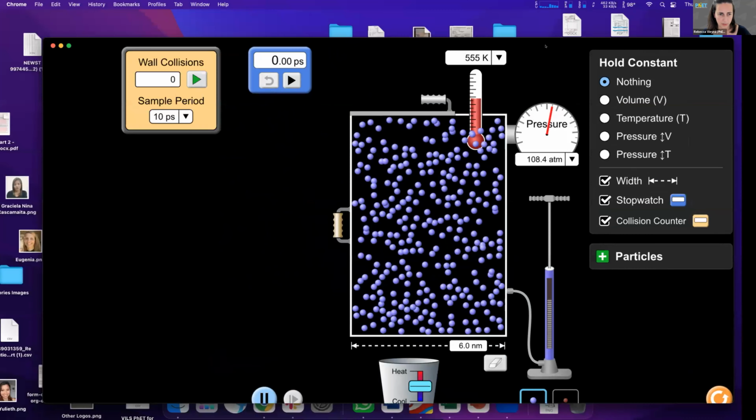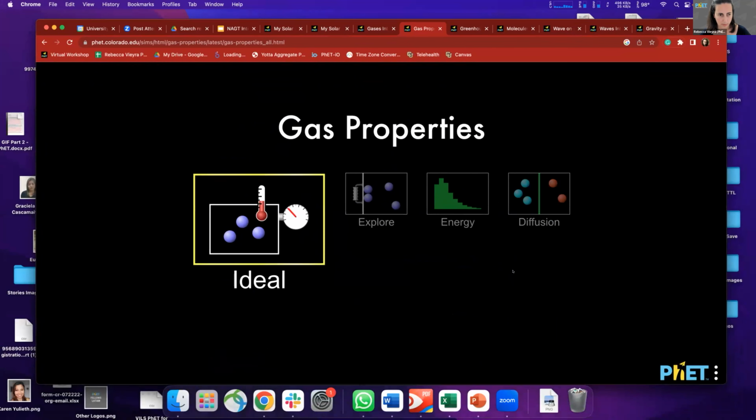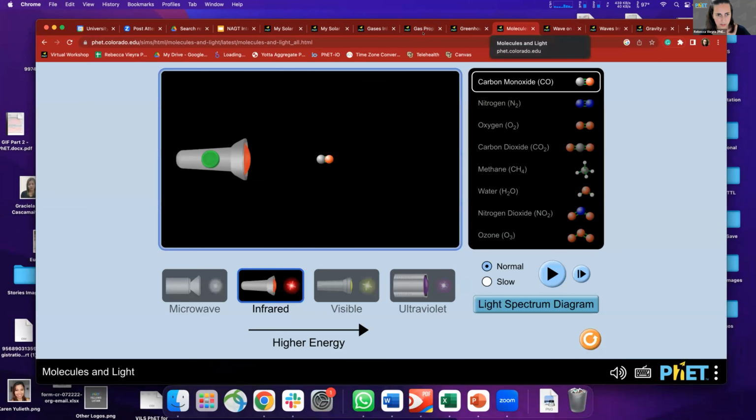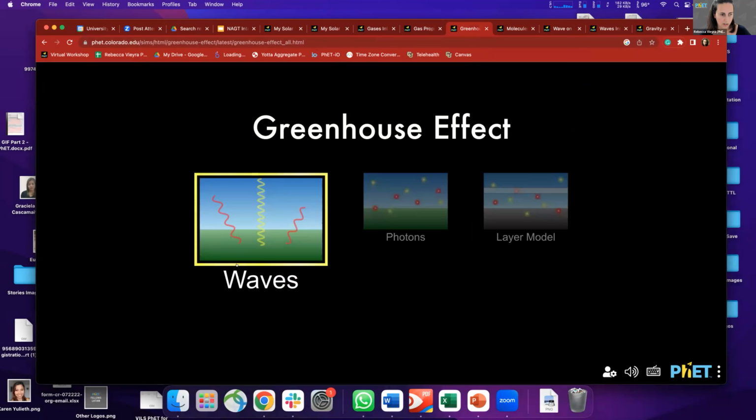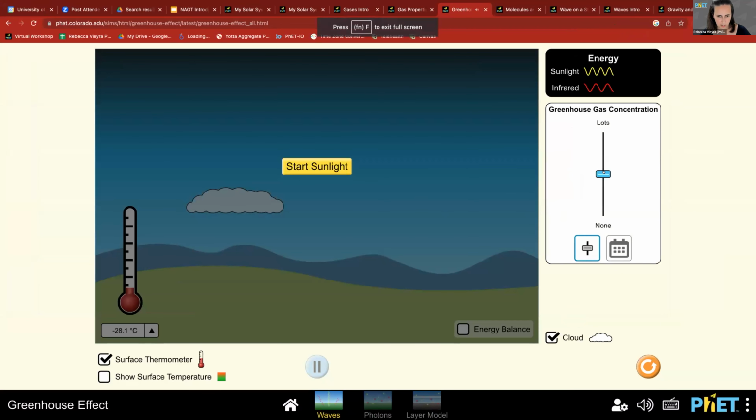And then I can build those concepts through more complex gas properties. I could take a look at energy. I could take a look at diffusion. And then I can move into things like, sorry, I've got too many things on my screen here, the greenhouse effect. This one just got republished, and you can change greenhouse gas concentration. We can add some sunlight.